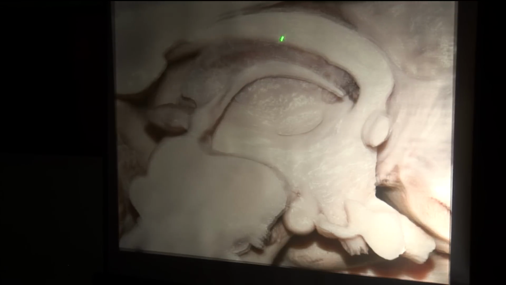Later on, we're going to be talking about this velum interpositum region that is very important to understand as well. We'll come back to this.